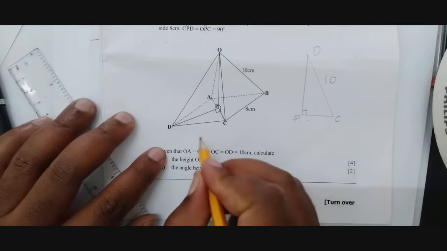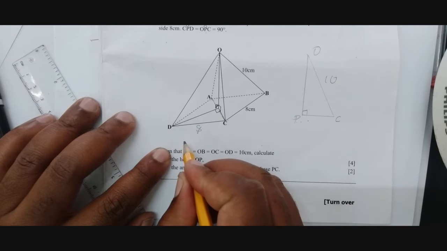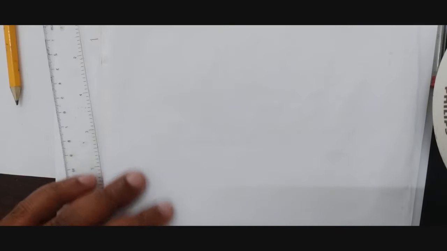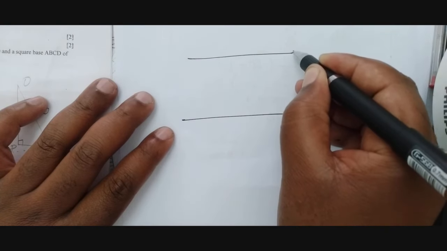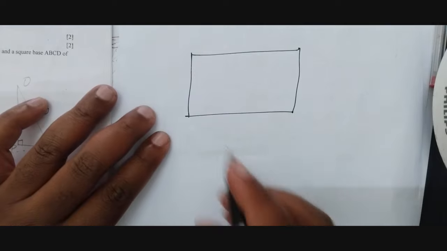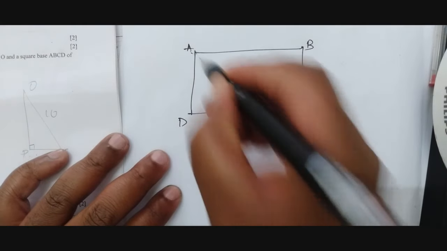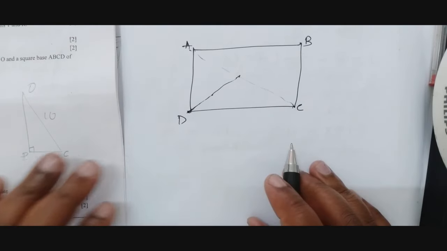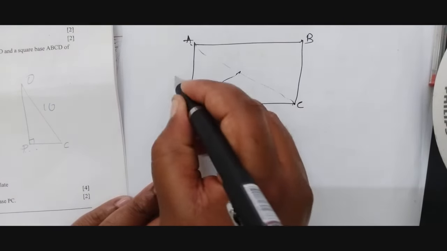We know that from here to there it is 8, and from here to there it is 8. So if you draw a quadrilateral, let's draw it so that it comes out nicely. You have A here, B, C, and D. What we want is this first, because P is somewhere here. Because it's a square, it becomes easy. This is 8 centimeters and that is 8 centimeters.